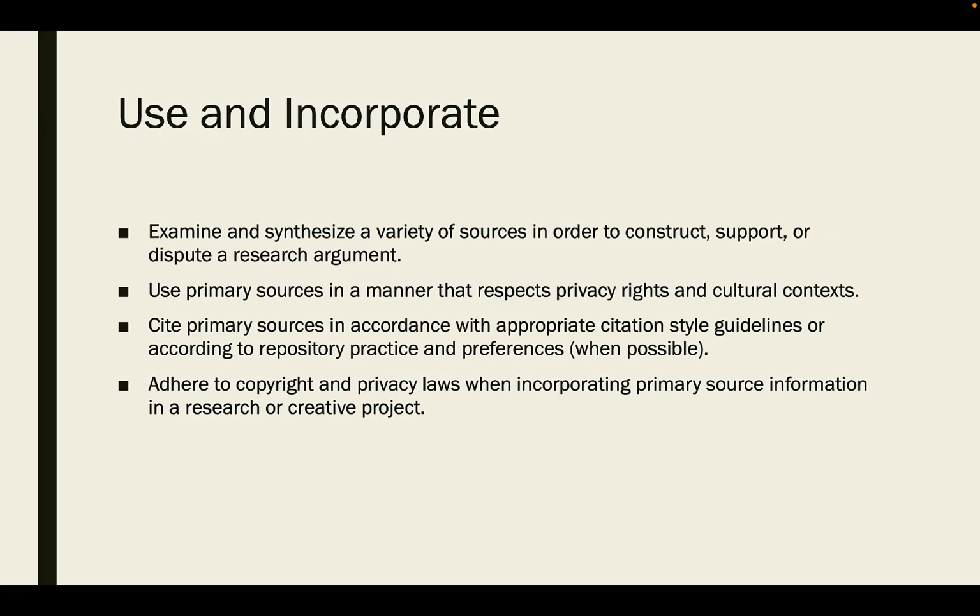Our last learning objective here is to use and incorporate. This means that you can examine and synthesize a variety of sources in order to construct, support, and dispute a research argument. You can use primary sources in a manner that respects privacy rights and cultural contexts. You can cite primary sources in accordance with appropriate citation style guidelines or according to repository practice and preferences. You can also adhere to copyright and privacy laws when incorporating primary source information in a research or creative project.